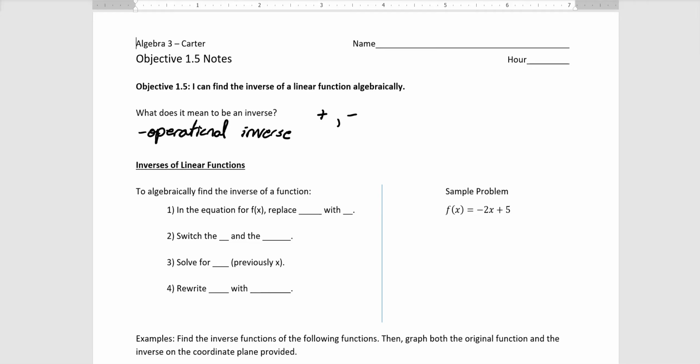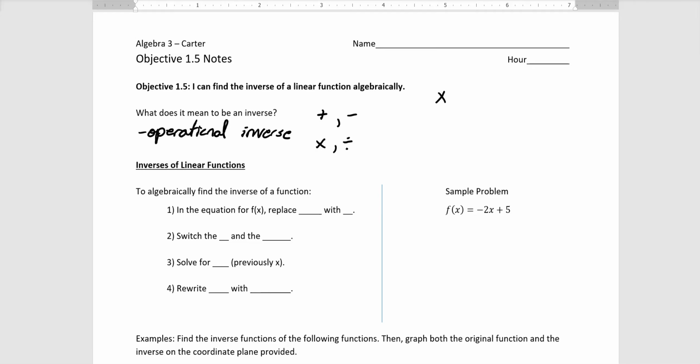Those are operational inverses. To undo adding 3, you subtract 3. Multiplication is another inverse with division. All right, to undo multiplying, you use division. Those are operational inverses. In terms of functions, though, there's another way to think about it.